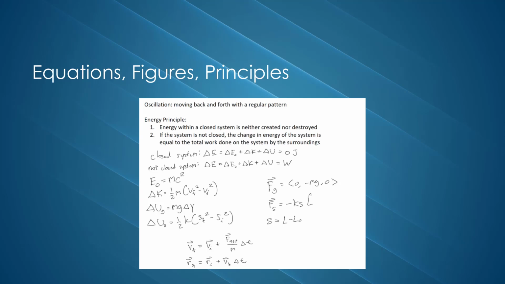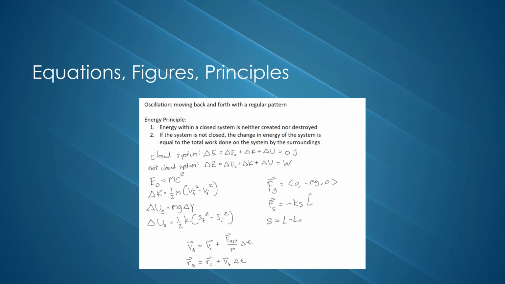So that means the total change in energy, which is equal to the sum of the change in rest, change in kinetic, and change in potential energy, will equal 0. If the system is not closed, then the change in energy will be equal to the work done on it by the surroundings. So change in energy equals work.